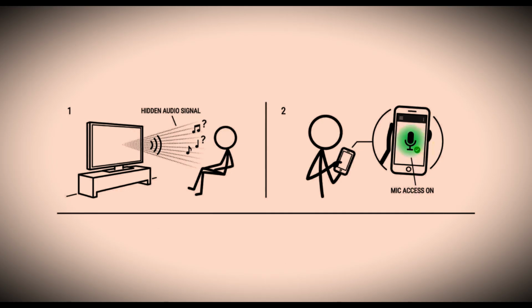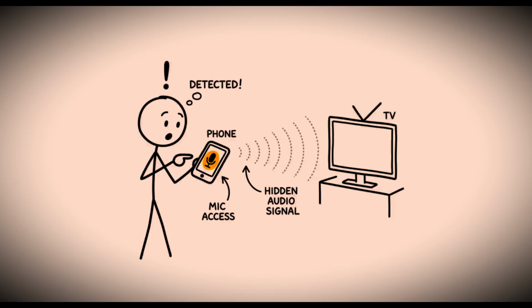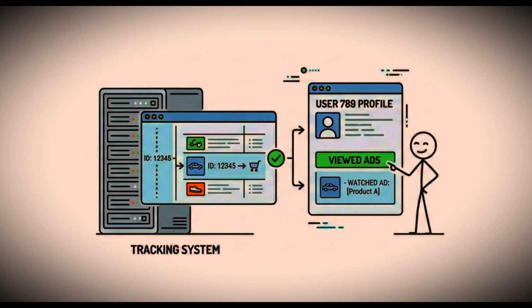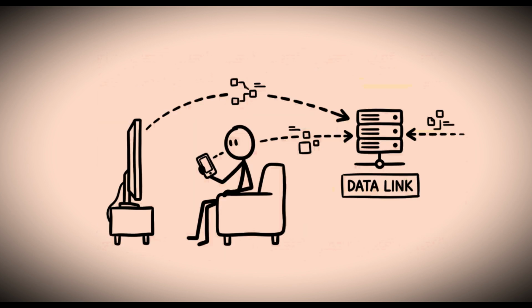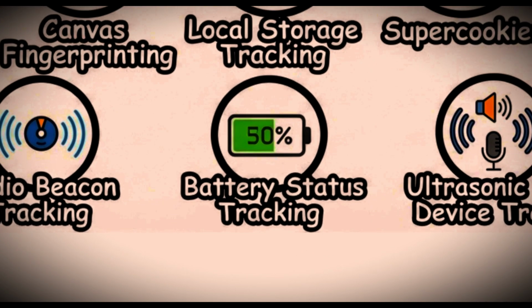For example, imagine you are watching a TV commercial while your phone is nearby. If an app on your phone has microphone access, it can detect the hidden audio signal from the TV. That signal tells the tracking system which advertisement you just watched. Because of this, advertisers can link your TV viewing activity with your phone usage.